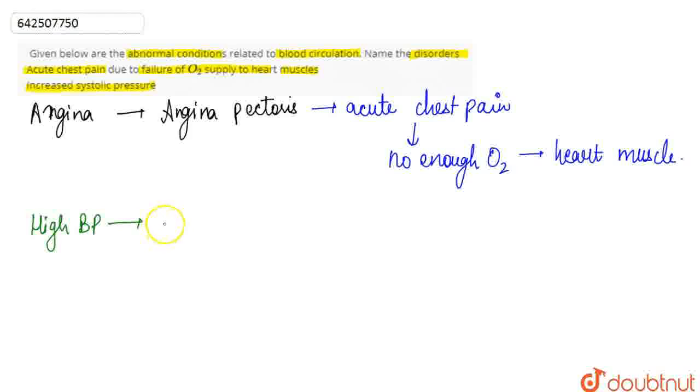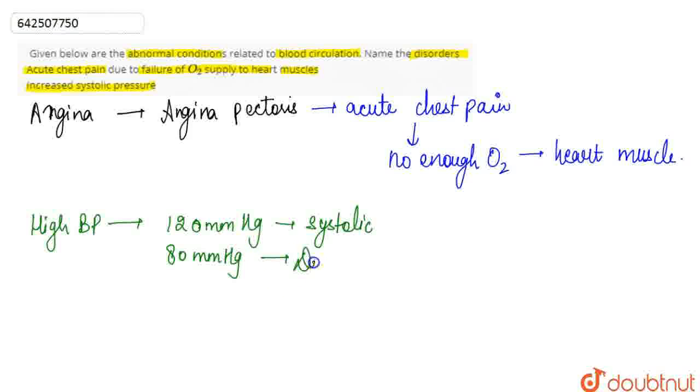So in this measurement, the 120 mmHg is the systolic, or pumping pressure, and the 80 mmHg is the diastolic, or the resting pressure. So increased systolic pressure means an increase, that's around 140 or we can say 150.